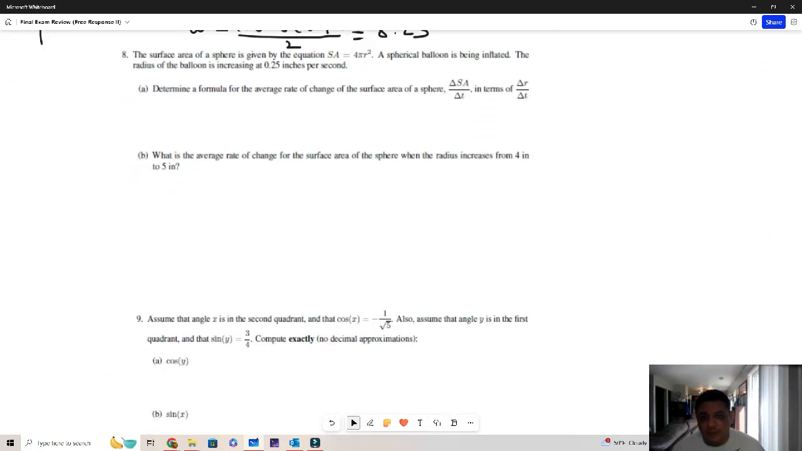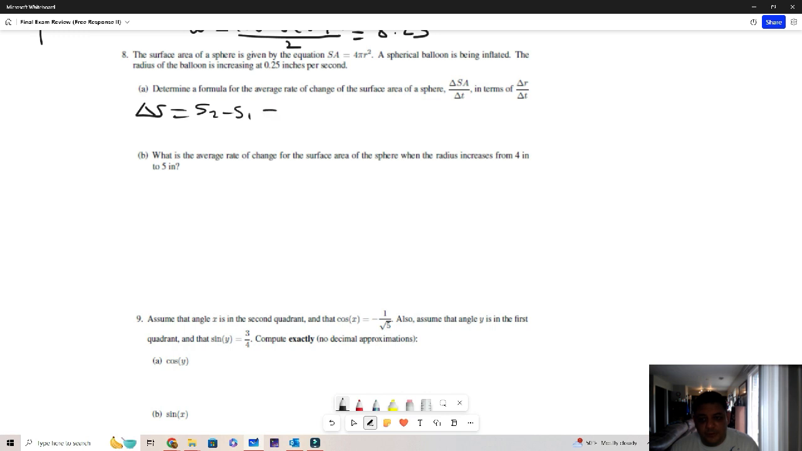Now for question 8, we have the surface of a sphere. You have to remember that the surface of a sphere is given by this function, 4 pi r squared. We want to determine the formula for the average rate of change of the surface of the sphere. So the first thing that we calculate is delta S, the change of the surface area, when we're changing the radius. The radius here is increasing.